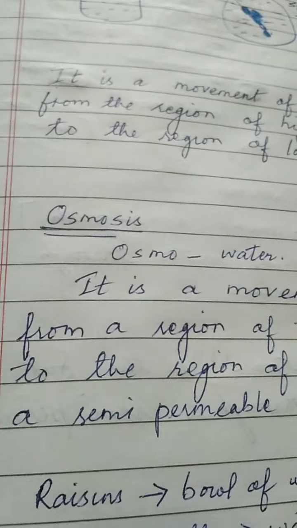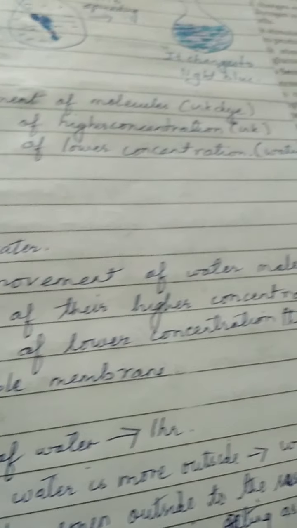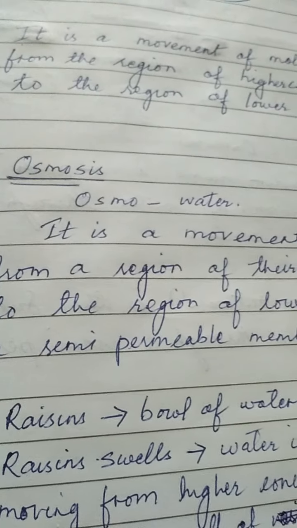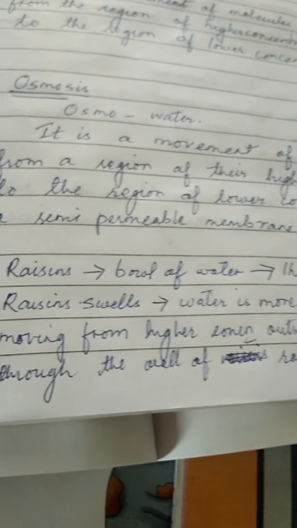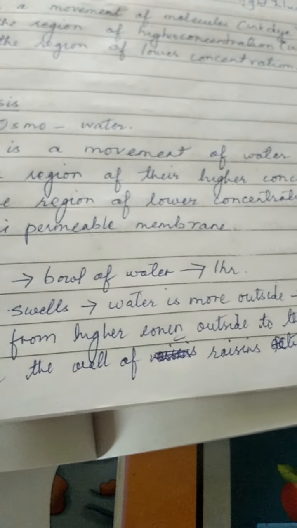Now let us understand osmosis. Osmo means water. It is a movement of water molecules from a region of higher concentration to the region of lower concentration through a semi-permeable membrane. A simple experiment again: raisins and a bowl of water, and you soak it for 1 hour. The raisins will swell, and as you know, the water is more outside.